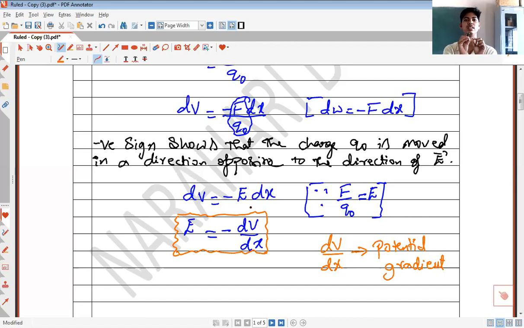If a quantity is changing along with distance, we call that quantity a gradient. Suppose this is a metal rod, and if I start heating this metal rod at this end, there is no heating at the other end. If I go on heating this end for some longer duration of time, the complete rod gets heated up.